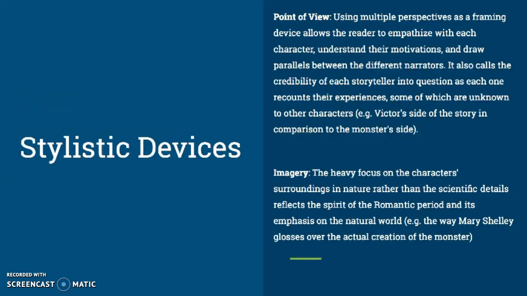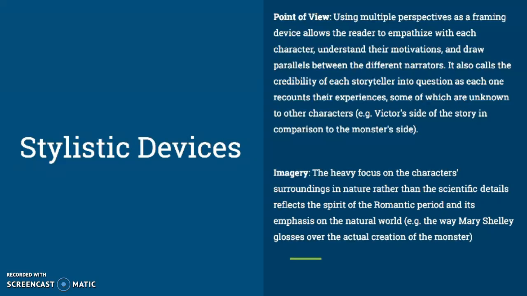So some stylistic devices. Point of view. So the novel takes multiple perspectives. It uses that as a framing device, which allows the readers to empathize with each character and understand their motivations and draw parallels between the different narrators.